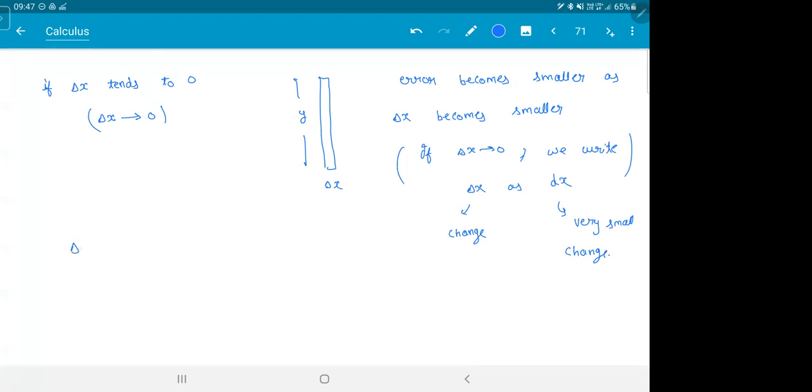So from here we get the area is y into delta x when delta x tends to 0. Again, don't worry too much about this notation. This is the area of one strip. So if you want the area under the curve, what should I do? It is the sum of the areas of all the strips.